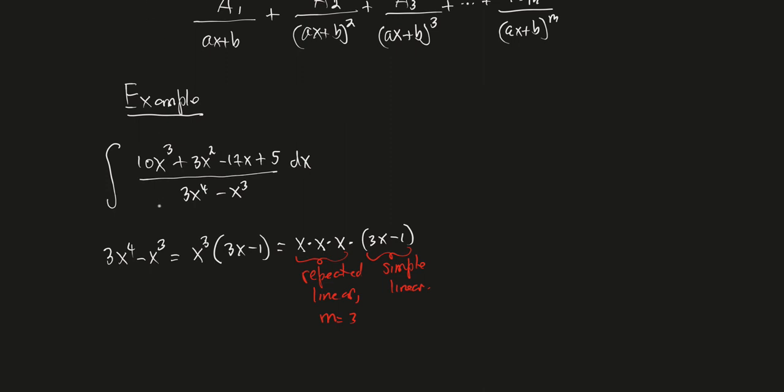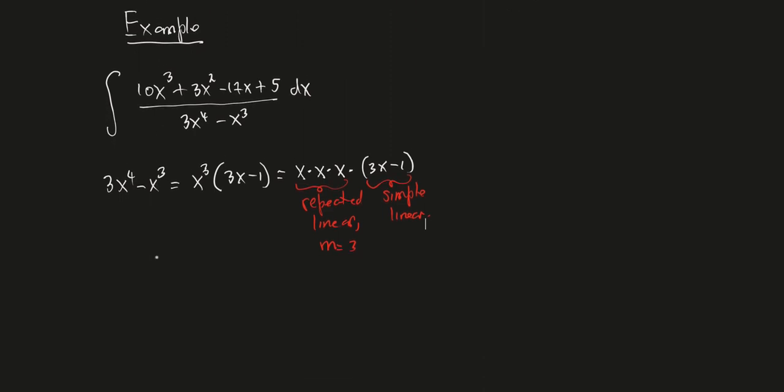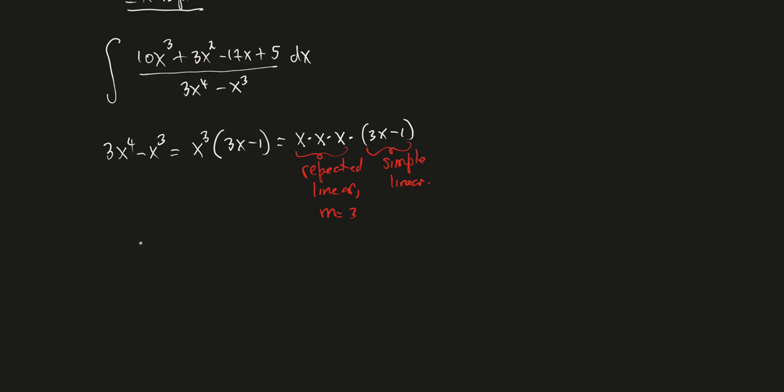All right, so let's write down what the general form of the decomposition should look like. In other words, here's this big monstrosity that we have to integrate, and we want to break it into its smaller pieces. So the 10x cubed plus 3x squared minus 17x plus 5. And let me go ahead and write the denominator as x cubed times 3x minus 1.